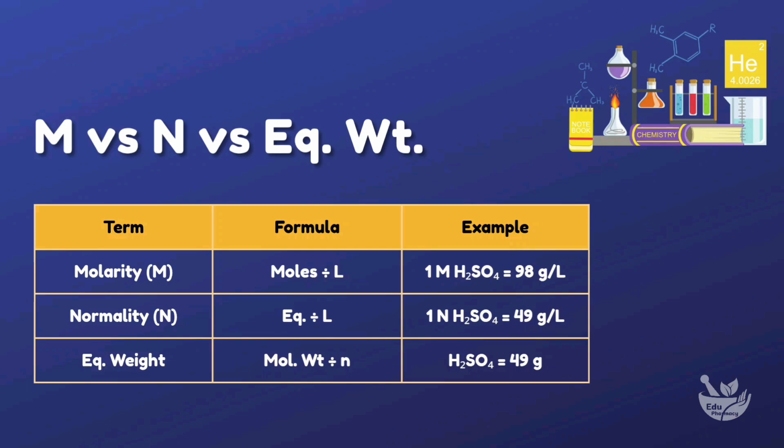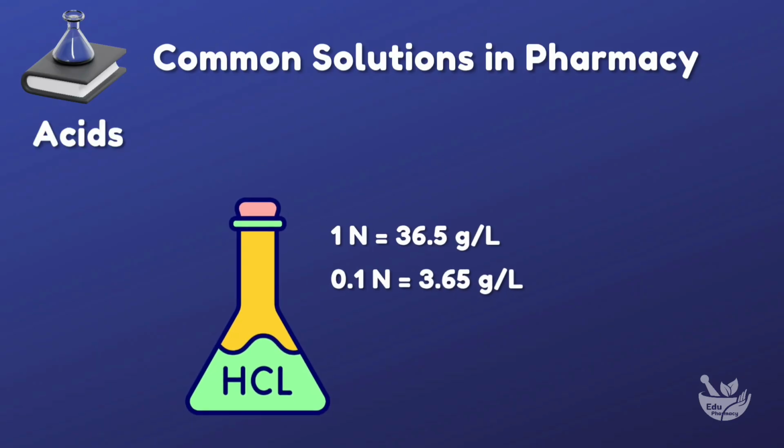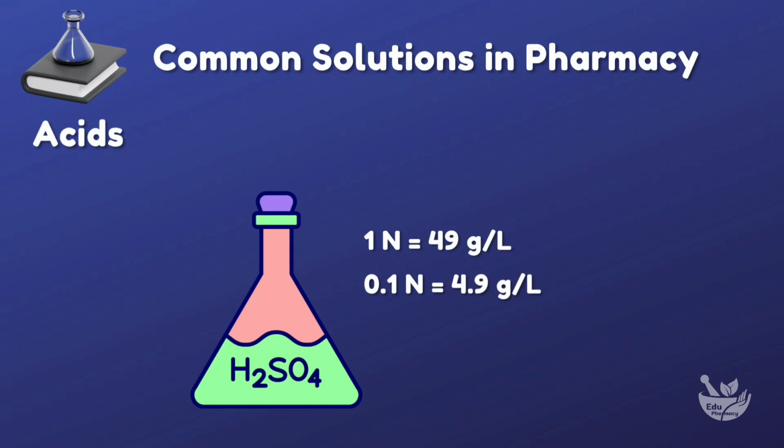Now let's connect this with pharmacy practice. Here are some common solutions you'll come across in pharmaceutical labs. Hydrochloric acid. For 1 normal solution, we need 36.5 grams per liter. For 0.1 normal, we need 3.65 grams per liter. Sulfuric acid. 1 normal is 49 grams per liter. 0.1 normal is 4.9 grams per liter.